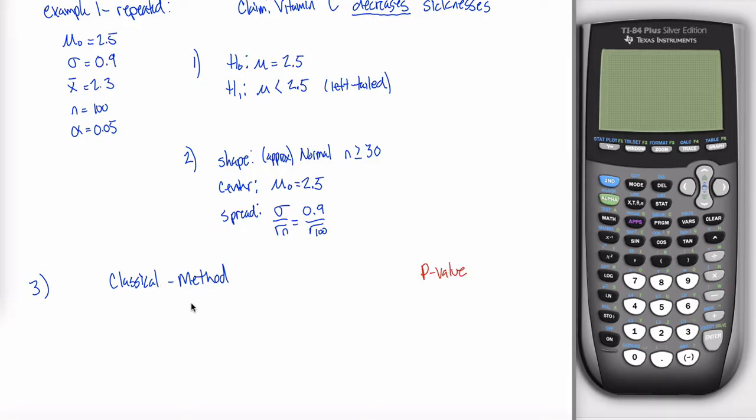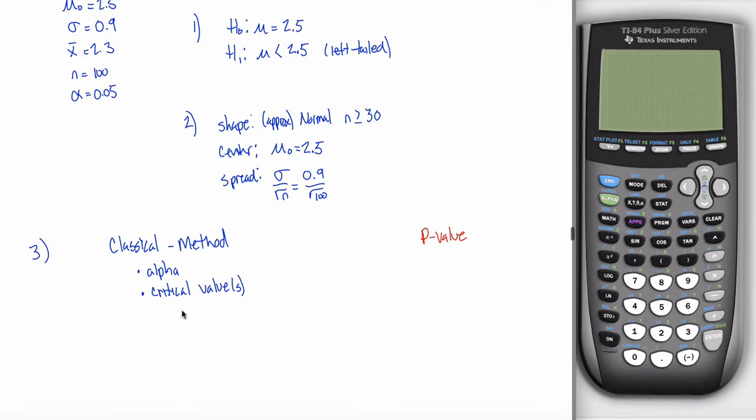When you're drawing your picture for the classical method, there are 3 things that I want you to include. I want you to include alpha. I want you to show me your critical value, and maybe I'll write value and then in parentheses I'll put an S, because sometimes there's more than one. And then I want you to show me your test statistic.